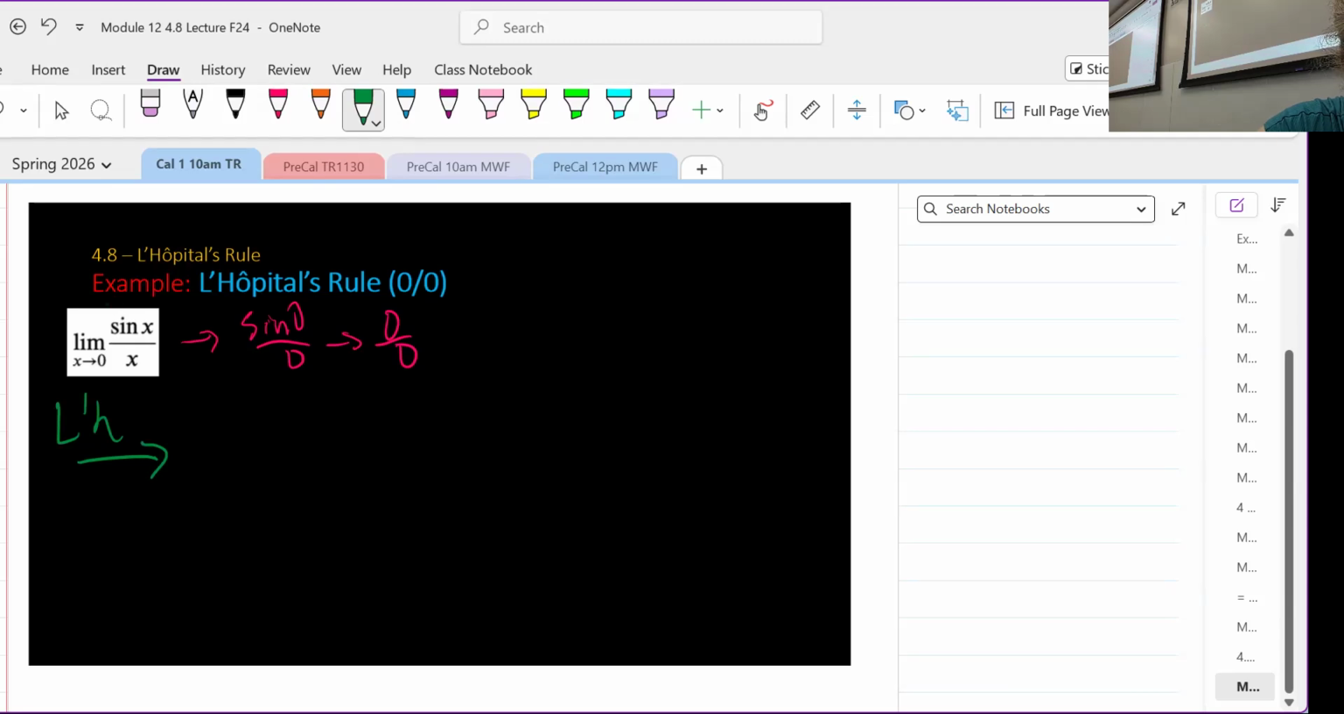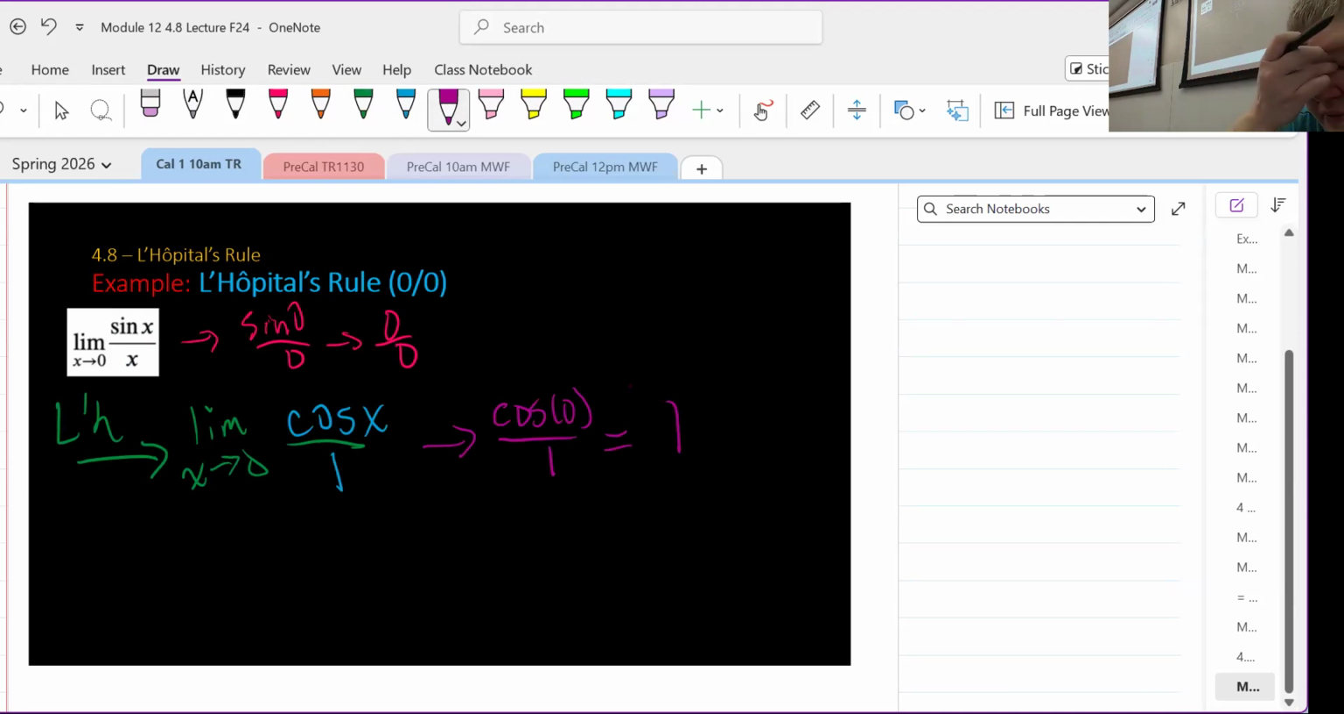So the derivative of sine on top is cosine. And then the derivative of x on the bottom is 1. So now we substitute in 0, so we get the cosine of 0 over 1. But the cosine of 0 is 1. So there's the same 1 that we learned this is equal to. This is just a different way of arriving at that 1.